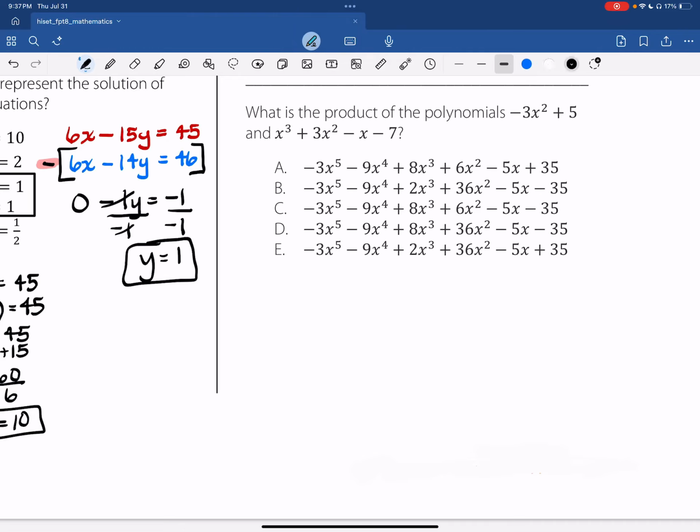Number 19. What is the product? That means multiply the polynomials negative 3x squared plus 5 and x to the third plus 3x squared minus x minus 7. So they are wanting me to multiply negative 3x squared plus 5, that binomial, times this quadrinomial.